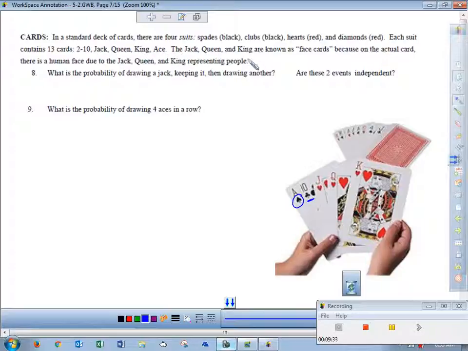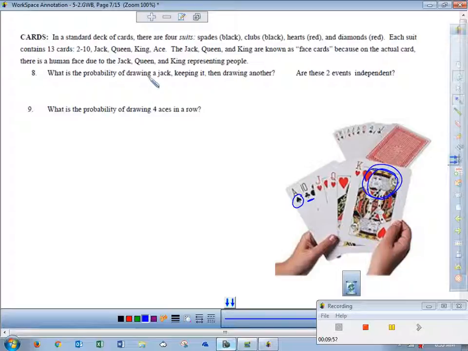The jack, queen, and king are known as face cards because they have a face on them, as you can see here. Here's a king. It's got an actual face on it. The ace is not a face card. The ace does not have a human face on it. So let's see here. It says, what is the probability of drawing a jack, keeping it, and then drawing another?